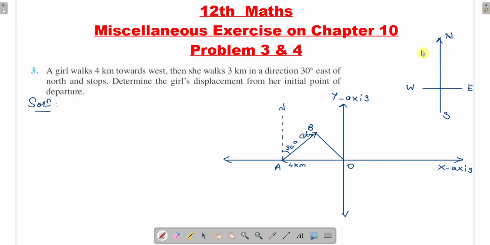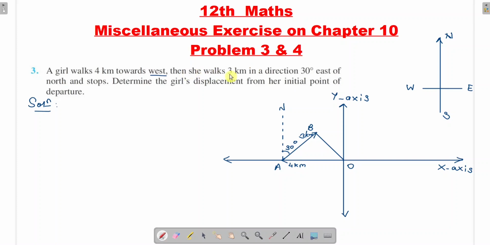I have drawn the diagram here, and this diagram shows us the directions. So this is north, south, east and west. Now first given is a girl walks towards west. Okay, so that is on the left hand side of the origin. So 4 km I have drawn here. So OA is 4 km, right?